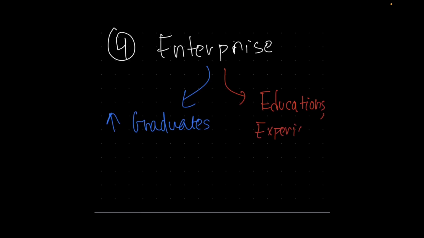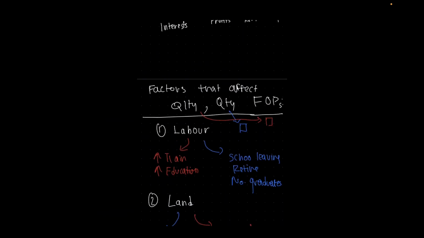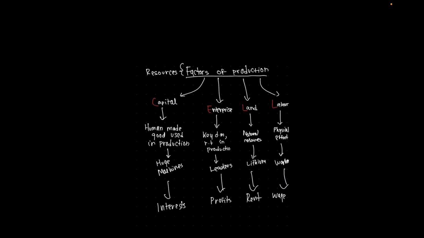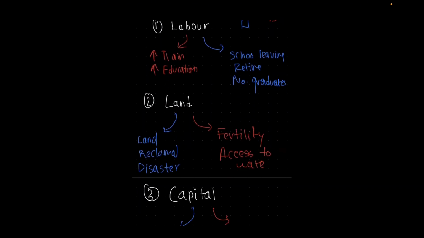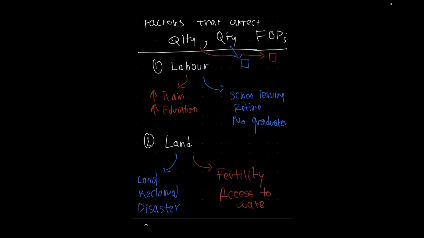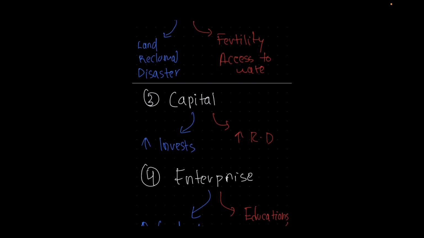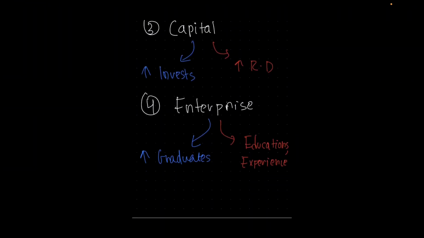So we've explored exactly what factors of production are and how they affect production overall and how they're rewarded in the economy, and most importantly, how the quantity and the quality of the factors of production are affected.